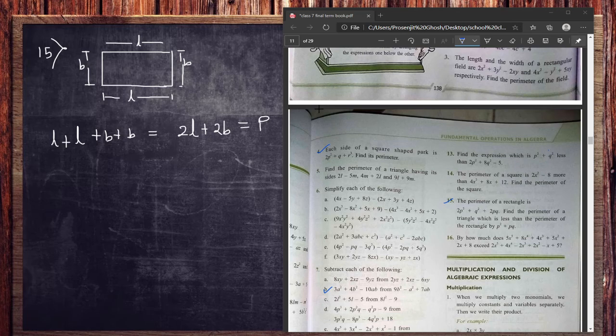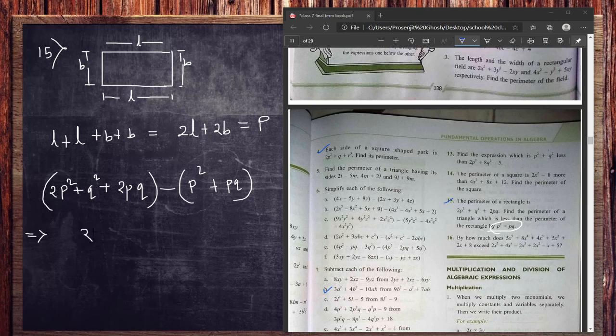Now what is given? The perimeter itself is given to you, that is p square plus q square plus 2pq. That is the perimeter. So instead of perimeter, I am writing over here p square plus q square plus 2pq. That is given. Now find the perimeter of a triangle which is less than the perimeter of the rectangle by p square plus pq. The perimeter of the triangle should be less by this. So we have to subtract p square plus pq from this to get the perimeter of the triangle, because we have to reduce this part to get the perimeter of the triangle as it is given.